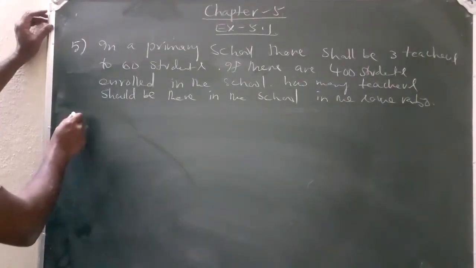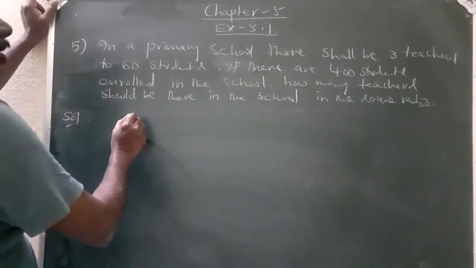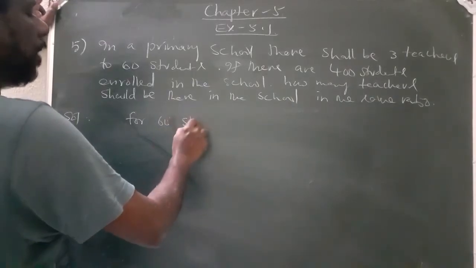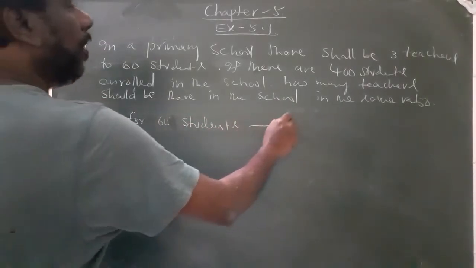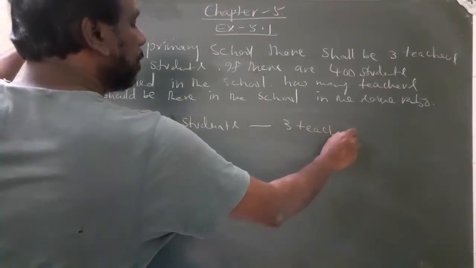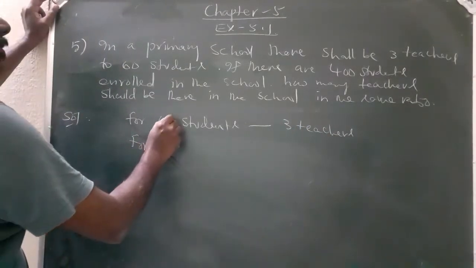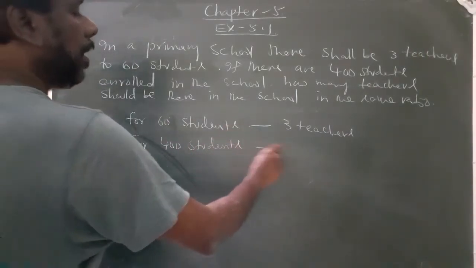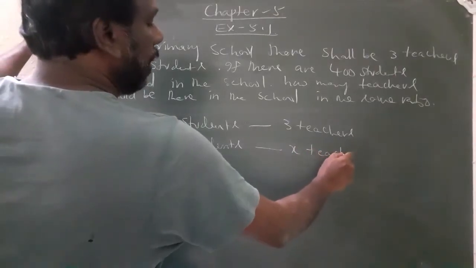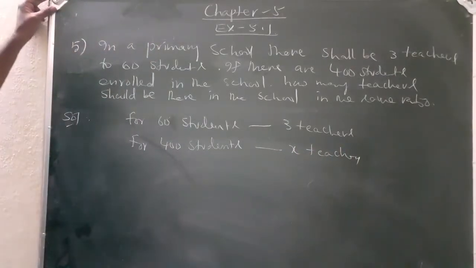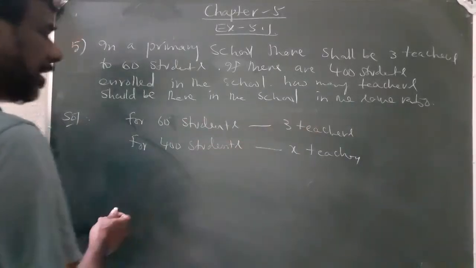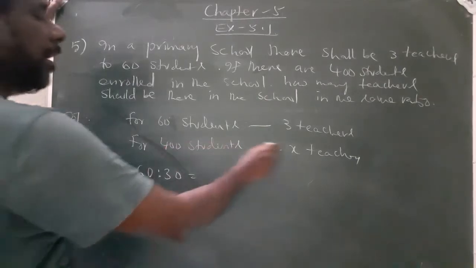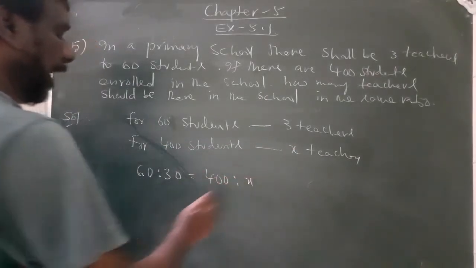So here, how to do this one? For 60 students, we have 3 teachers. For 400 students, X teachers. We don't know that now, X teachers. So here we can write students to teachers ratio, 60:3 is equal to 400 is to X.